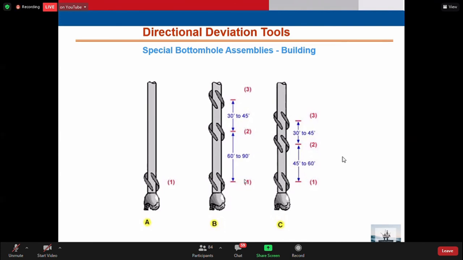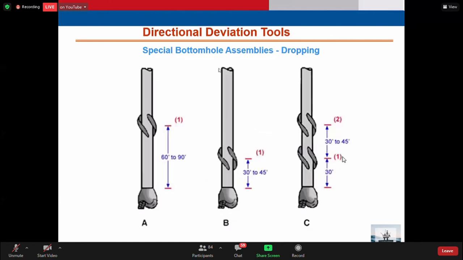If I want to build the angle more, I will place one stabilizer about 60 to 90 feet above the bit. I will place this other stabilizer from 50 to 45. If I want more bending, I will place these 3 stabilizers at a definite distance. If I want to drop the angle, I can place this one here, about 6 to 9 inches. If I want to drop more and more, I will release these two stabilizers at this distance.